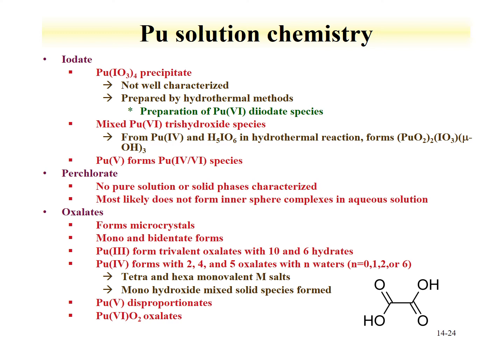And then the oxalates. The oxalate is a very common ligand used to precipitate plutonium. Microcrystals can be formed with plutonium. The 4 and the 3 form precipitates. The 3 forms with 10 to 6 waters, and the 4 can form with 2, 4, and 5 oxalates with a given number of waters, anywhere from 0 to 6. As with other organic acids, the plutonium-5 tends to disproportionate, and you can form the plutonium-6 oxalates in solution, and they will precipitate.